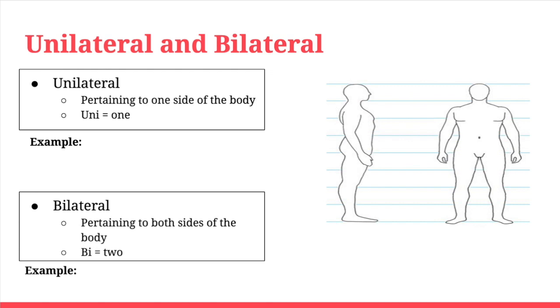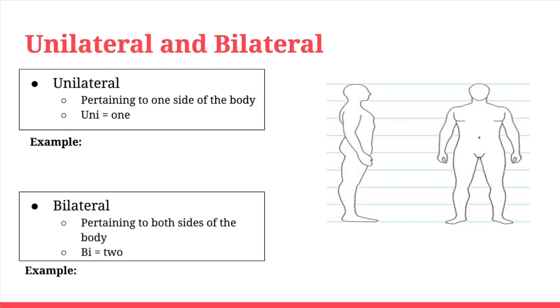So maybe a person has pain in both of their knees, we'll say. You could say that that person has bilateral knee pain. That would tell the doctor that they would have pain in both knees. If they had unilateral right knee pain, that would mean that there's pain only in their right knee and not their left.